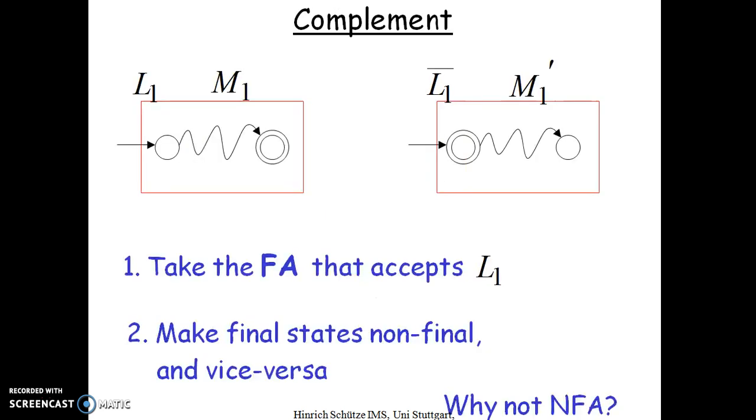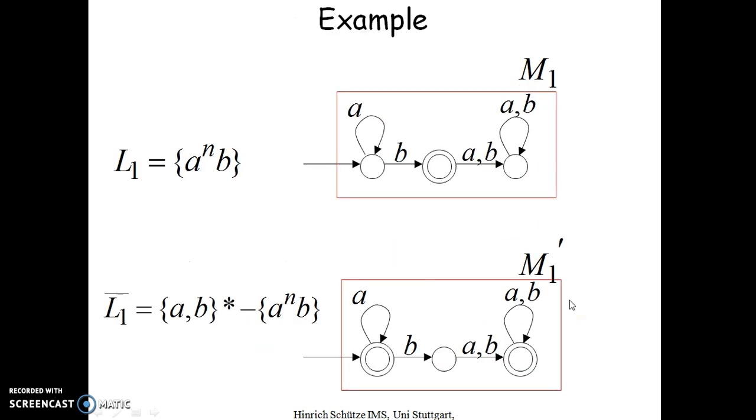Next we'll see the complement operation, where to find it, take the deterministic finite automata that accepts L1. For complement you have to consider a deterministic finite automata, and make the final states non-final and vice versa. So just change the final states. Why not NFA? In an NFA you have to consider many things. So what you can do is convert the given NFA to a DFA, and then you can do this process.